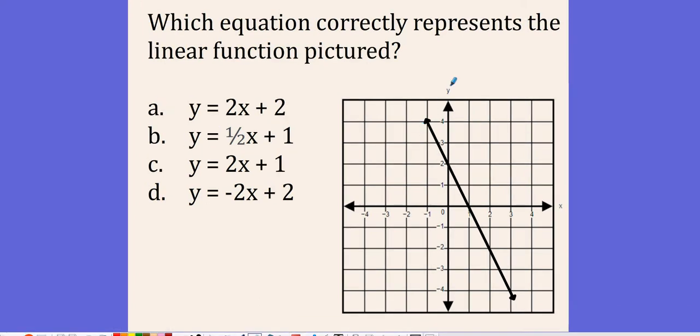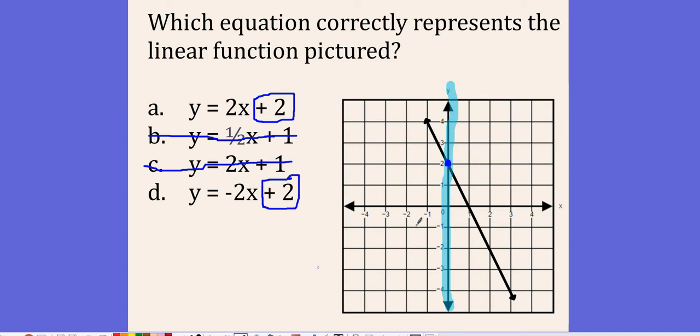So the first thing I'm going to do is look for my y-intercept. I do that by highlighting my y-axis, and right here, this is where my line touches my y-axis. So positive 2 is my y-intercept. If I look at A, this has a positive 2 y-intercept, so that's good. This has a plus 1 y-intercept, so that is not an answer. This one has a plus 1, so that's not an answer. And this one has a plus 2, so there's another possible answer.